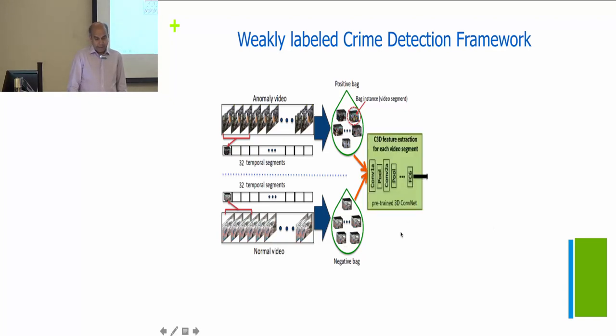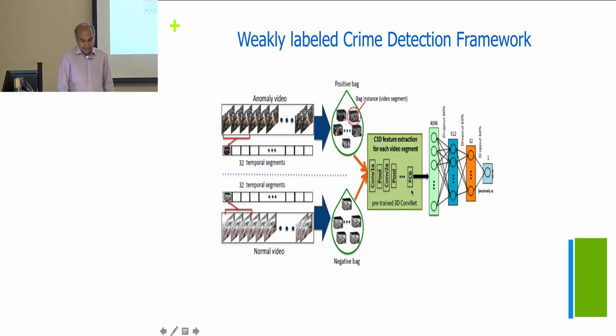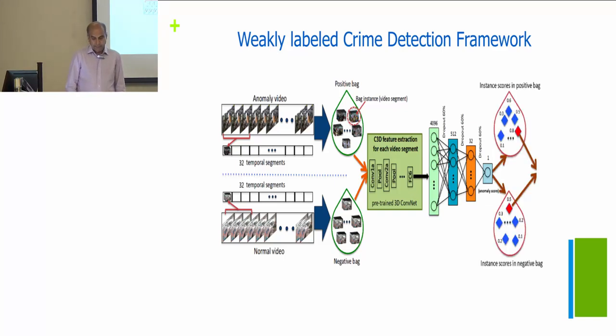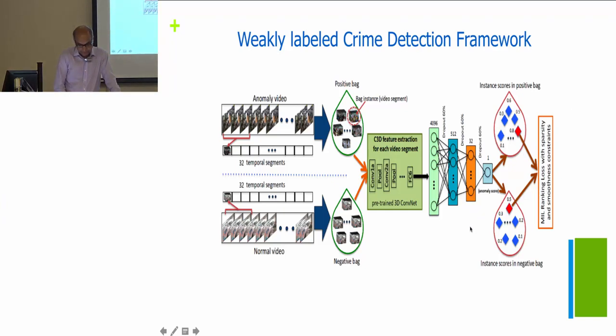Then we'll compute these features, the convolution features, as we talked about for different layers. These are convolution layers, these are fully connected layers, and so on. And then we will come up with the output, so it will assign a score to each of the segments in the bag. These scores should satisfy the constraint we have in the loss function. And at the end, we will have the ranking loss, which will rank these videos and assign high value to the anomalous and low value to the normal video.